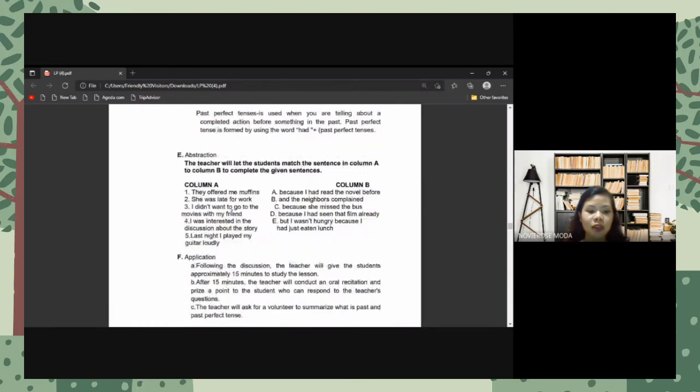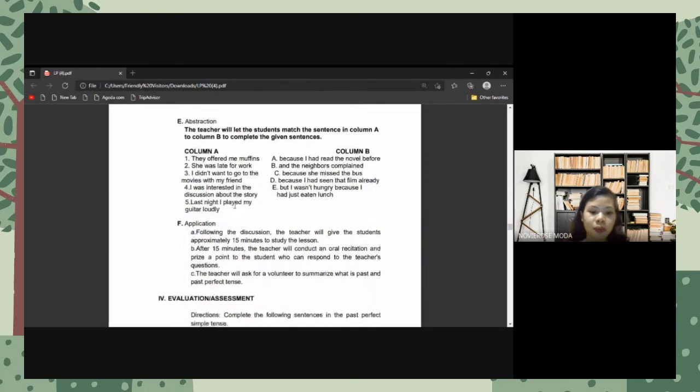Here, the teacher will let the students match the sentences in column A to column B to complete the given sentences. So these are column A and column B.